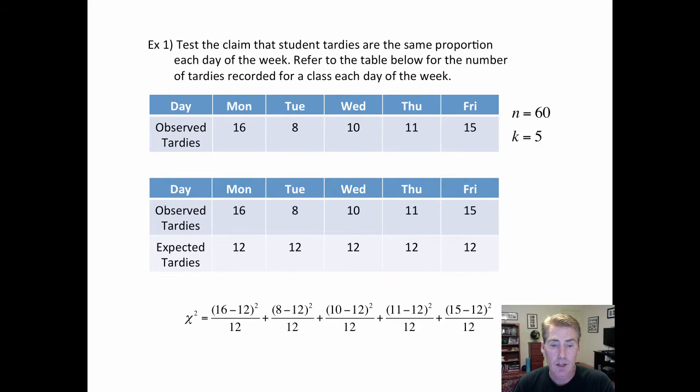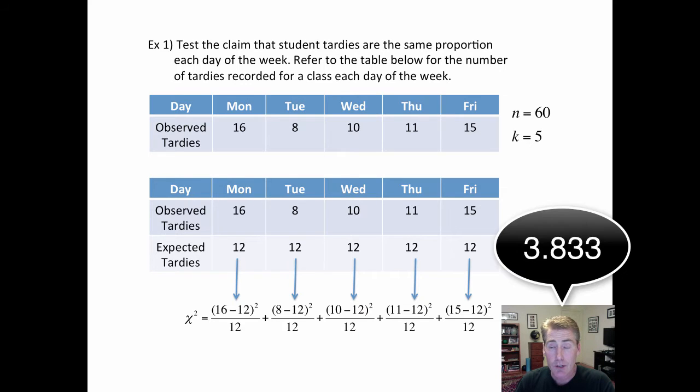Next, for the chi-squared, what you do is just take each pair of numbers, 16 and 12, subtract them, square it, and divide by the expected value. Do that for the 5 fractions. Type that into a calculator to see how much it is when you add up those 5 fractions. It's a grand total of 3.833. So that is our test statistic, 3.833.